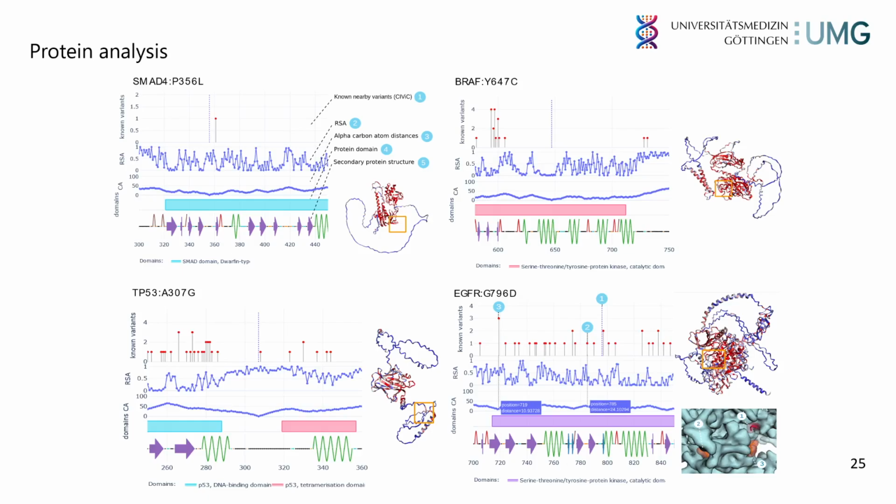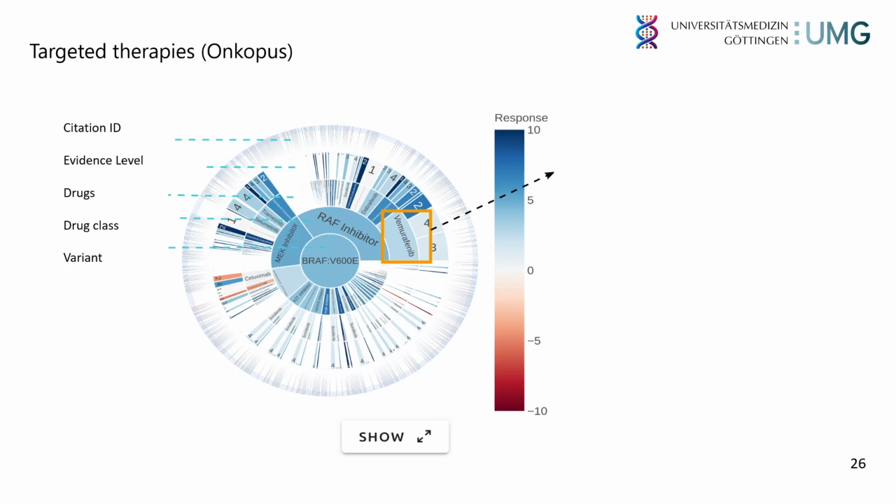In addition to the protein analysis, we created an innovative sunburst plot to browse possible targeted therapies for cancer patients in OncoPus. For each plot, we are visualizing one or multiple variants of a patient in the center, while the outer layers represent characteristics of the clinical evidence of possible therapies. In this example, we have a drug classification in the first layer, the possible drugs in the second, the evidence level of the underlying study in the third, and the publication ID of the study in the outermost layer.